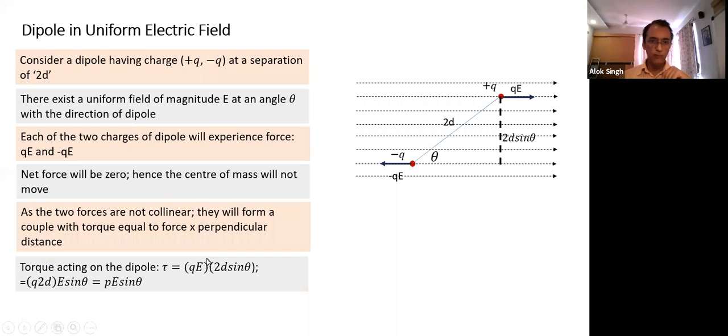We bring the term 2d along with Q. So we can rearrange this as Q into 2d into E sine theta. What is Q into 2d? Q into 2d is nothing but the dipole moment P. So I can write it as PE sine theta.